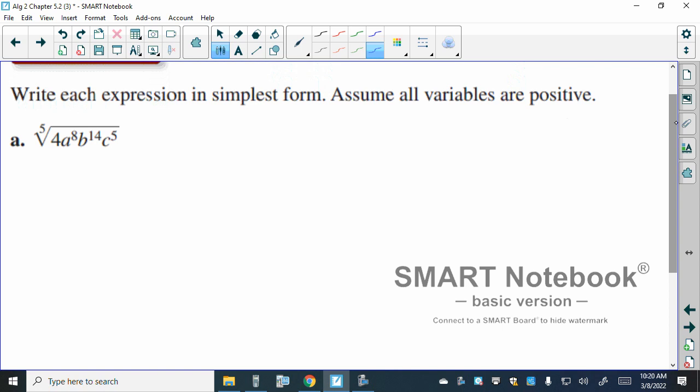Write each expression in simplest form. Assume all variables are positive. So with that assumption, we don't need absolute value bars, because we're assuming that they're all going to be positive, so we don't have to worry about a negative case. All right, so we have the fifth root of 4, a to the 8th, b to the 14th, and c to the 5th.